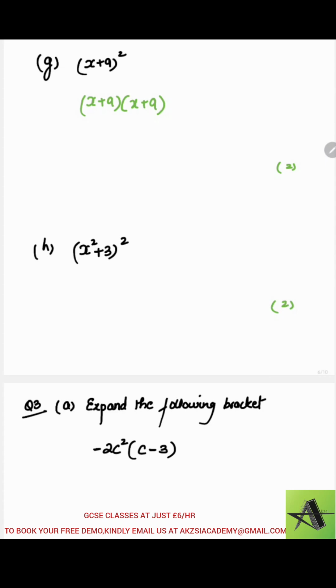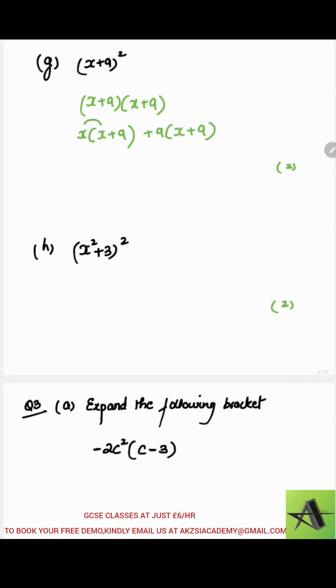That means if I'm saying 2 squared, that means 2 into 2. You are multiplying 2 two times. Similarly, x plus 9 whole squared means you are multiplying x plus 9 two times. So this will be x times x plus 9, first term with the second bracket, and the second term with the second bracket. Now you have simplified it to a single bracket.